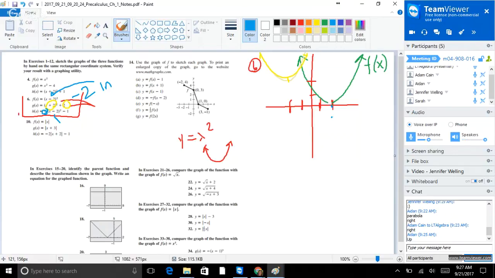I think it's going to be about the x-axis because it's outside of our function. We've got the negative sign outside of our function. If it was inside of our function, something like that, then it would be reflecting across the y-axis. But because it's outside of the function, it's going to be reflecting about the x-axis.